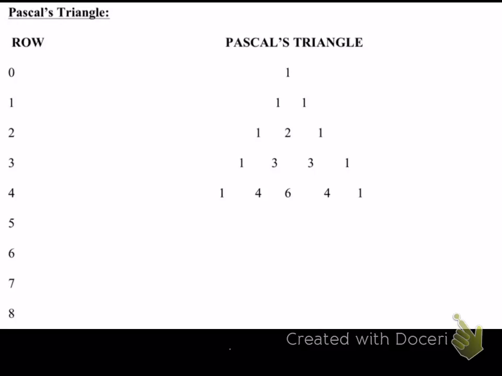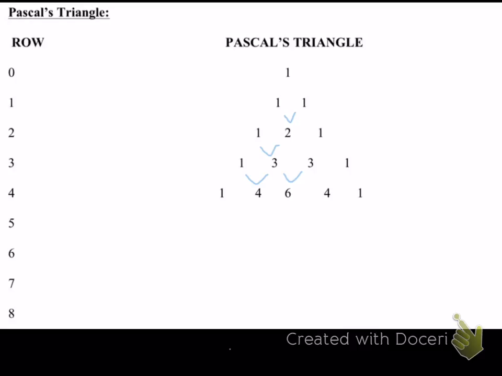Now in row 0 I have 1. In row 1 I have 1, 1. In row 2 I have 1, 2, 1. And then I have 1, 3, 3, 1, and so on. If you notice, Pascal's triangle is based on the row above it. The way that I got this 2, for example, is adding 1 and 1. The way I got this 3 is by adding the 1 and the 2. Similarly, the way I got 4 is 1 and 3. The way I get 6 is 3 and 3.